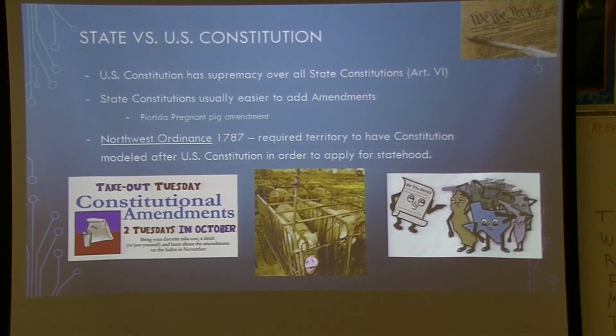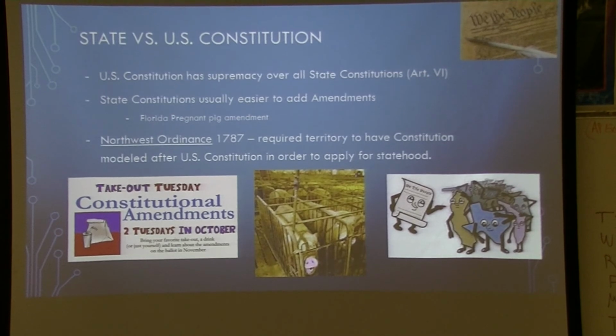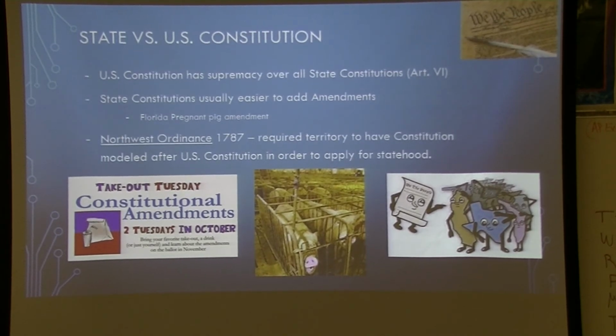All right, the U.S. versus the state constitutions. Every state has their own constitution, but because of Article 6, the Supremacy Clause, the U.S. Constitution is supreme. It is a lot easier to add amendments to state constitutions. When we went over the whole idea of the initial petition and then referendums, Florida has one of the easiest ways. We actually have an amendment to our Constitution saying you cannot have a pregnant pig inside of a box smaller than X by Y. So that is actually an amendment in our Constitution because, again, it is easier.